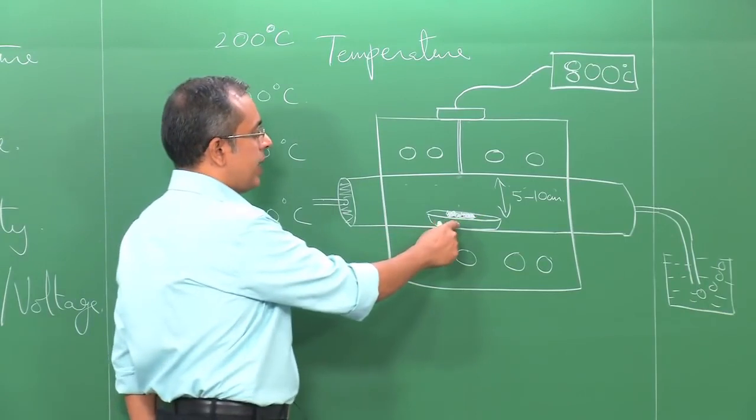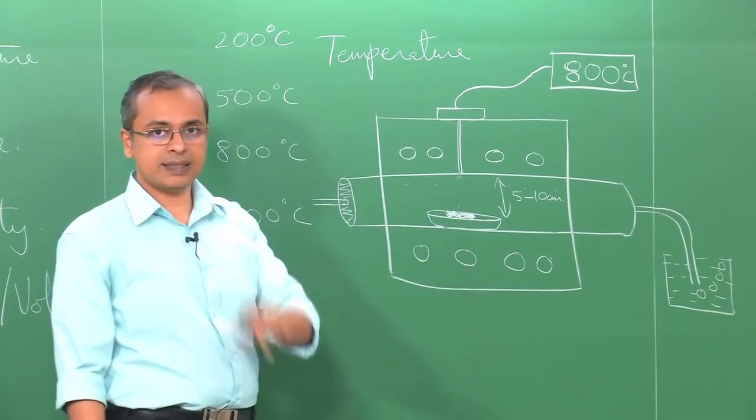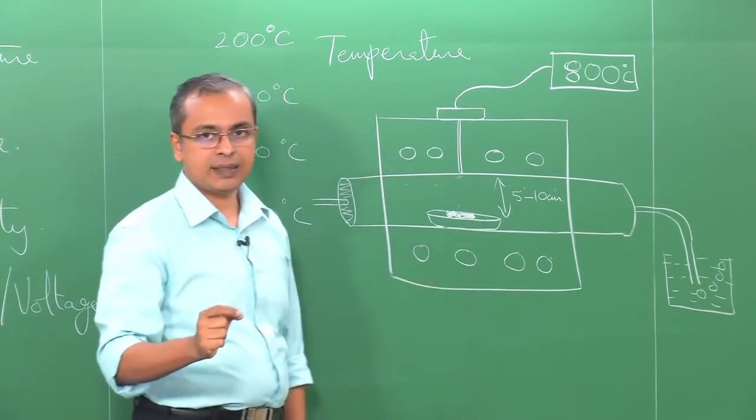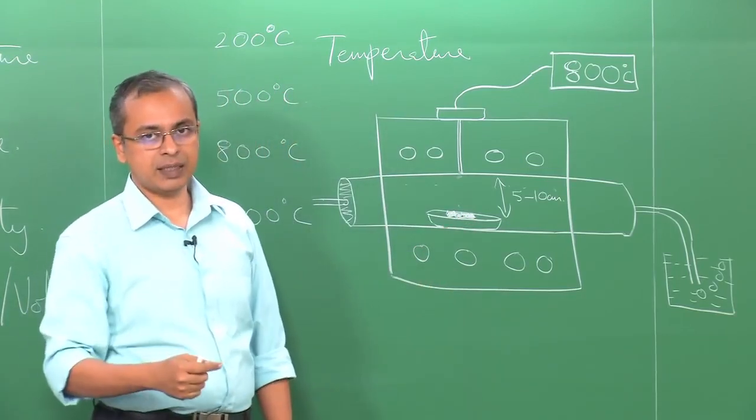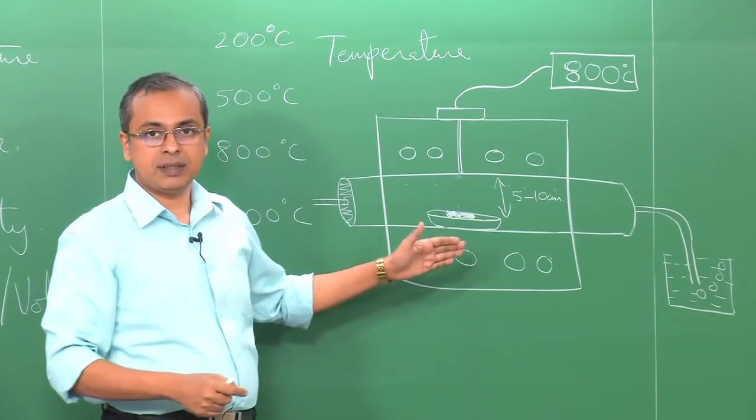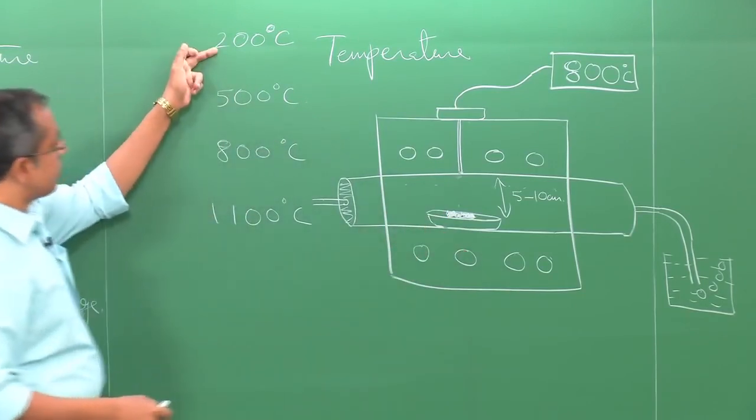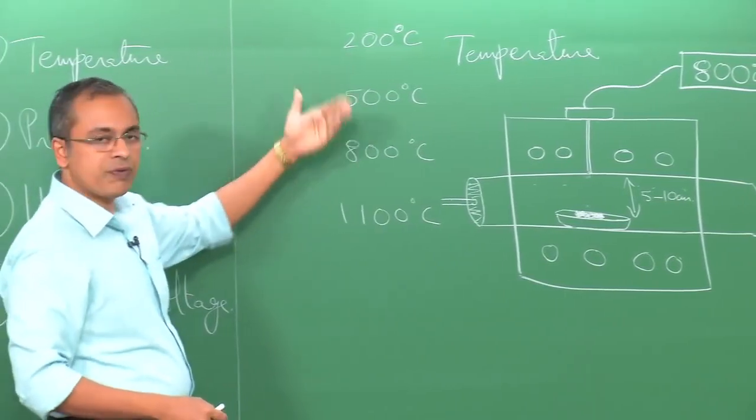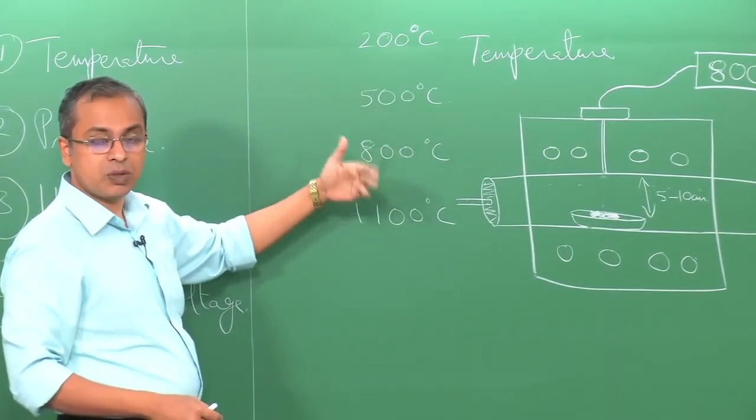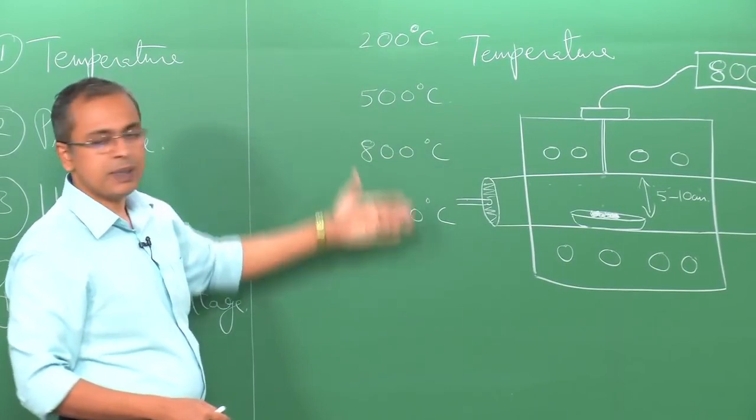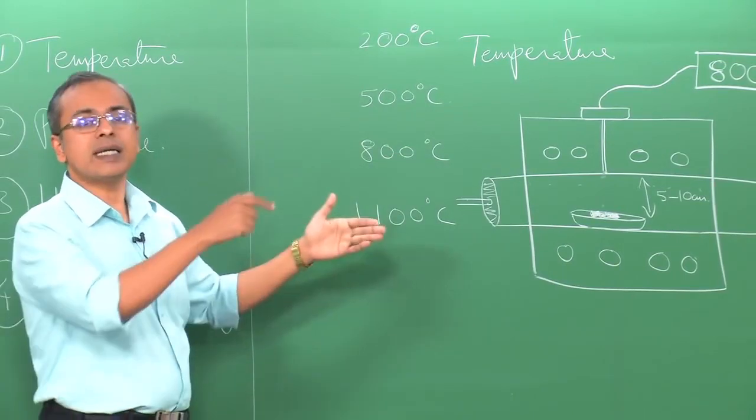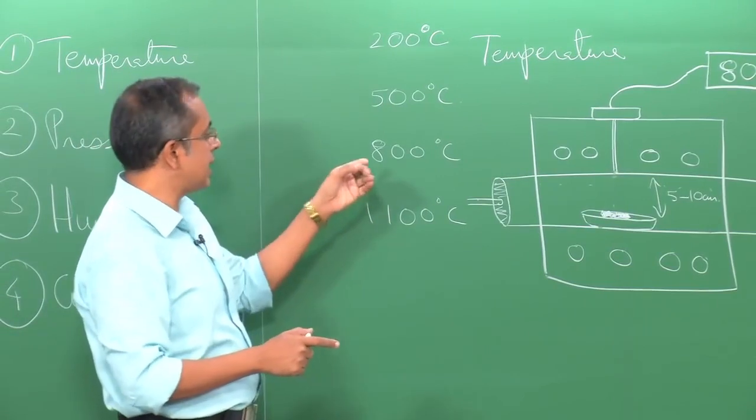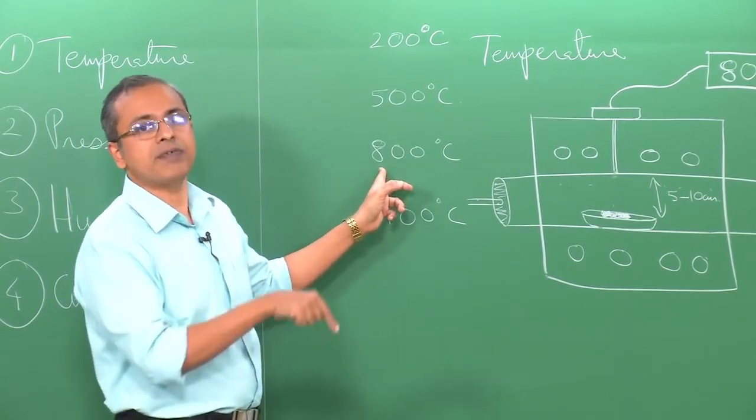So, based on the location of your boat, which contains the sample, your sample may not be at 800 degrees C, it could easily be at 750 degrees C, and that is a big difference. If you have an experiment at 200, 500, 800 and 1100, and each of them is off by about 50, 70, 80 or even 100 degrees C, then the data is completely wrong. Or at least it is not the data that you think it is. It is correct data, but it is not data at 800 degrees C, it is data at 750 degrees C.